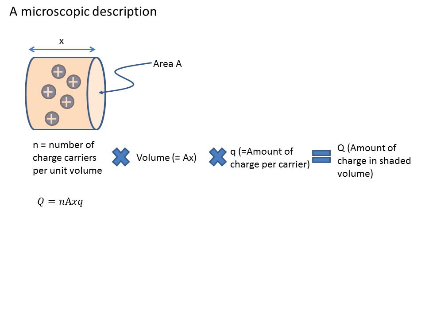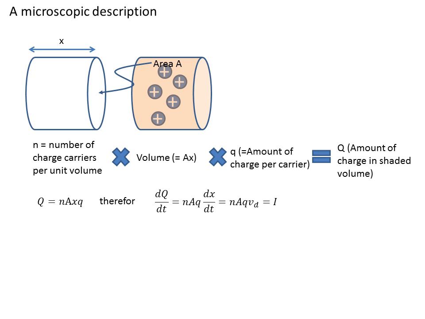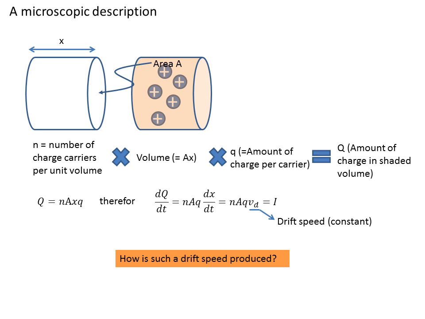If we assume a current is flowing in the conductor, the current has to be proportional to the rate at which charges leave the volume shown on the screen, or alternatively, the rate at which charges flow across the cross-sectional area A. If we assume that the charges are uniformly distributed through the volume, it means the current therefore is proportional to the time derivative shown on the screen, where we have now defined the current in terms of a speed, which we will call the drift speed, and which we will soon find out is constant. However, we need to look into how such a drift speed is produced.